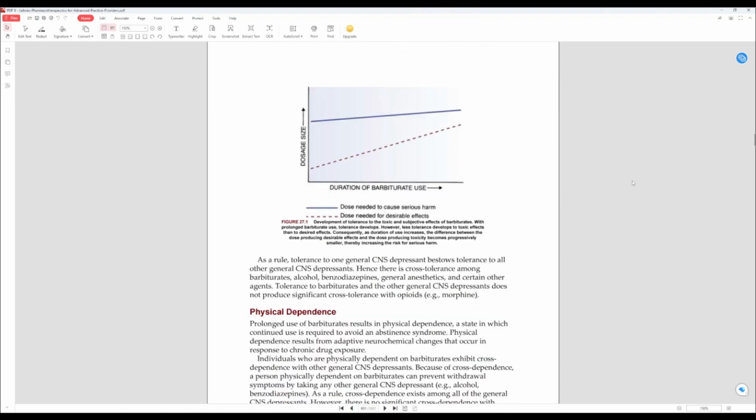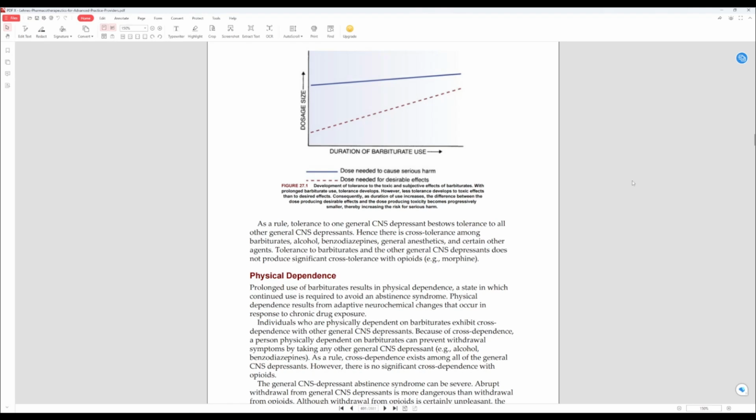So if you need a picture version of what I just said, here it is. An excellent spot to hit pause, and you can see the development of tolerance to the toxic and subjective effects of barbiturates. As a rule, tolerance to one general CNS depressant bestows tolerance to all other general CNS depressants. Therefore, there is a cross-tolerance among barbiturates, alcohol, benzodiazepines, general anesthetics, and certain other agents. Tolerance to barbiturates and other general CNS depressants does not produce significant cross-tolerance with opioids, such as morphine.